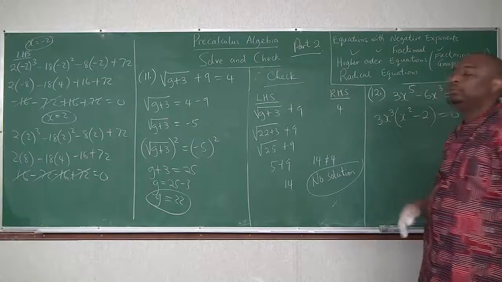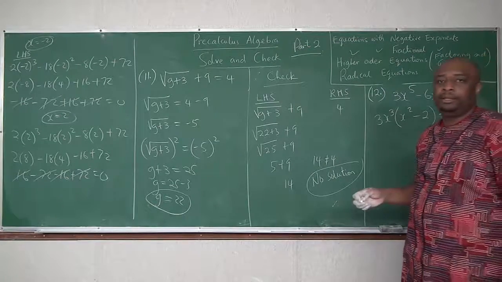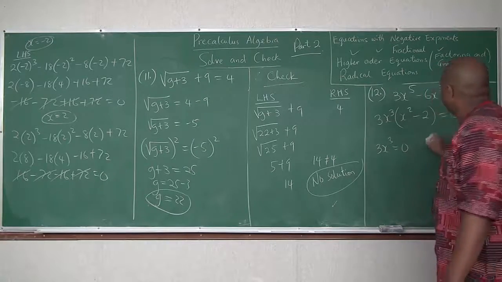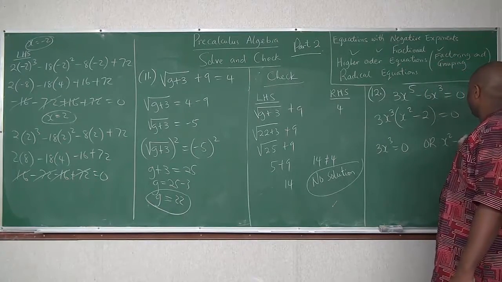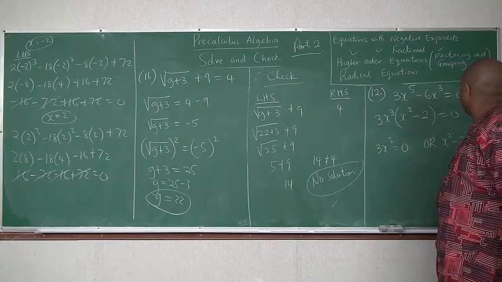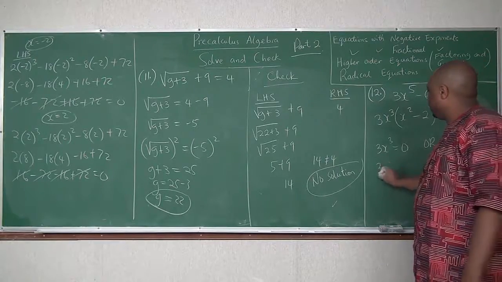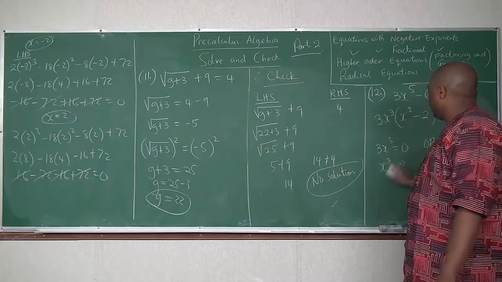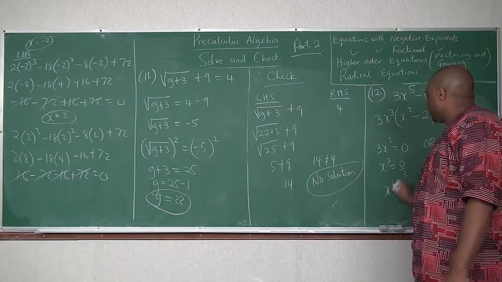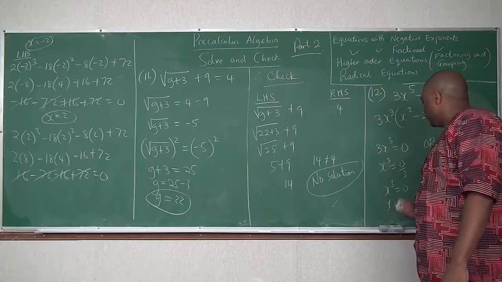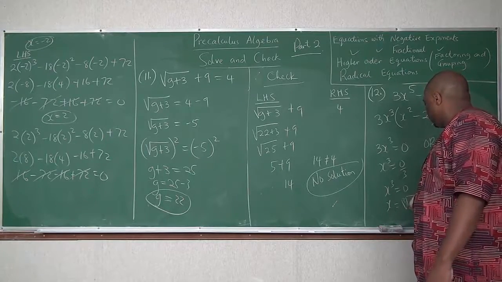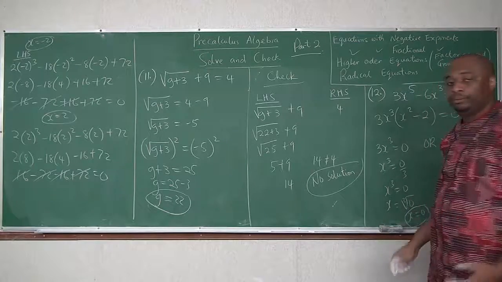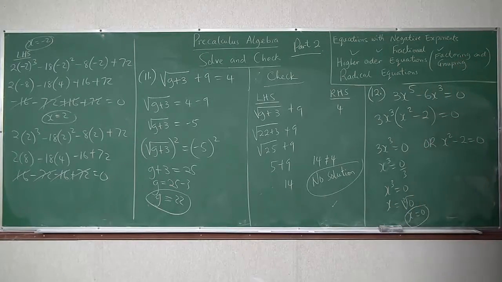So you can now do zero product property. 3x cubed is equal to 0, or x squared minus 2 is equal to 0. So here 3x cubed will be equal to 0 divided by 3. X cubed is 0. X will be cube root of 0. So x is equal to 0. Okay? X is equal to 0.